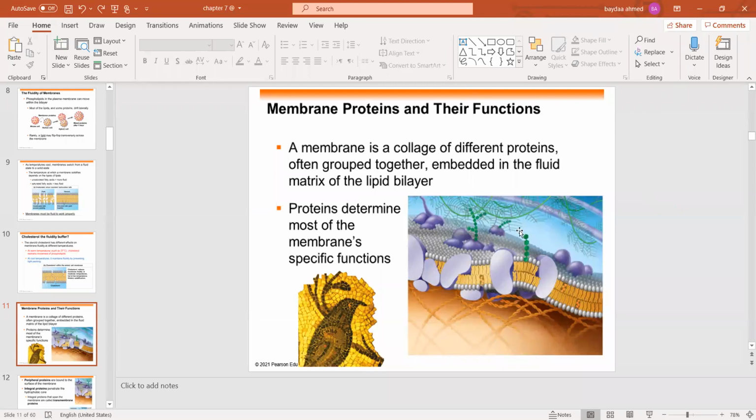The fluid mosaic model is somewhat like a tile mosaic shown here. A membrane is a collage of different proteins, often clustered together in groups, embedded in the fluid matrix of the lipid bilayer. Phospholipids form the main fabric of the membrane, but proteins determine most of the membrane's function. Different types of cells contain different sets of membrane proteins, and various membranes within a cell each have a unique collection of proteins.